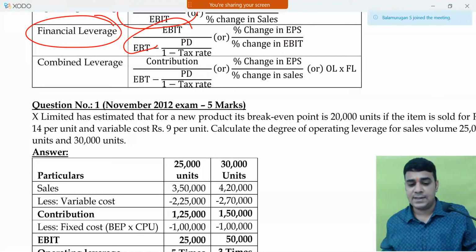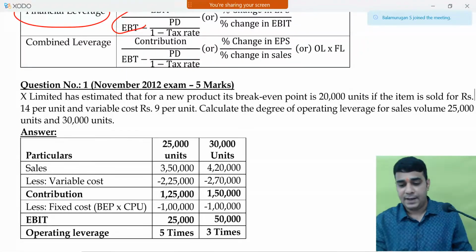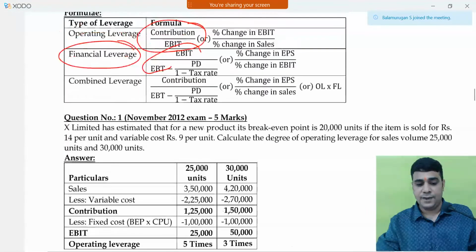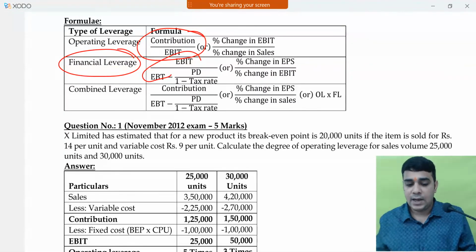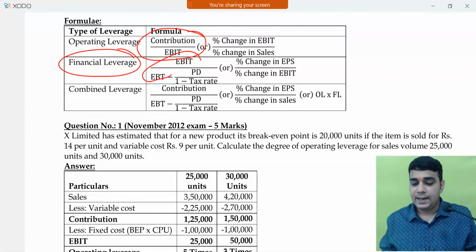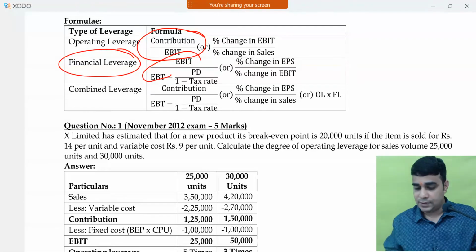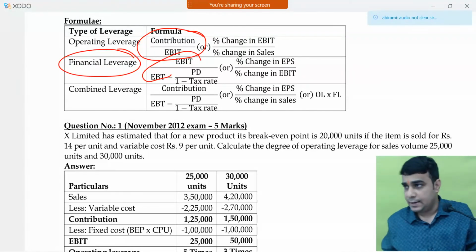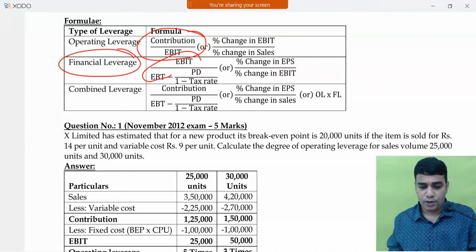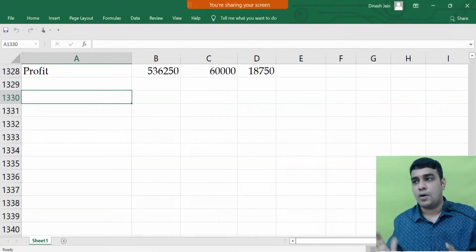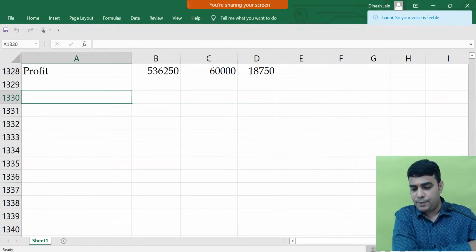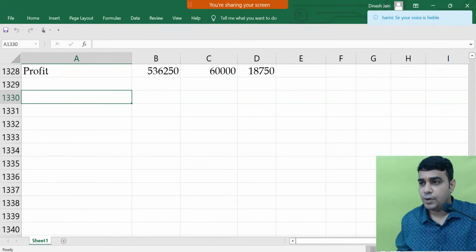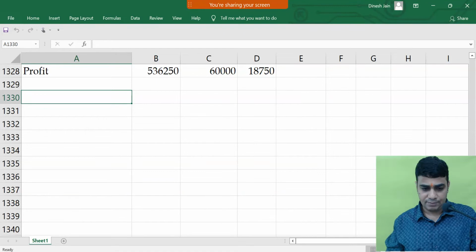X Limited has estimated that for a new product its break-even point is 20,000 units if the item is sold for 14 per unit and variable cost is 9. Calculate the degree of operating leverage for sales volume of 25,000 and 30,000 units. So the requirement was simple: you have to just calculate the operating leverage. Whether you want to solve problems along with me or listen is your wish. Wherever it is critical, I'll tell you to make notes, but otherwise it's up to you.